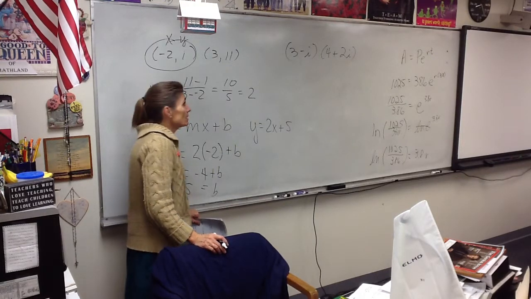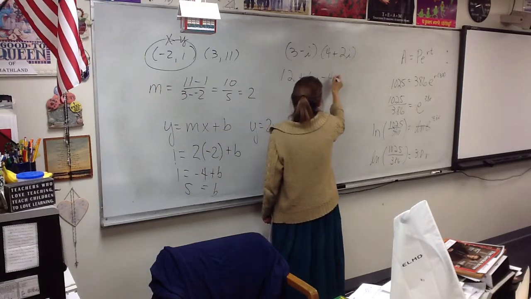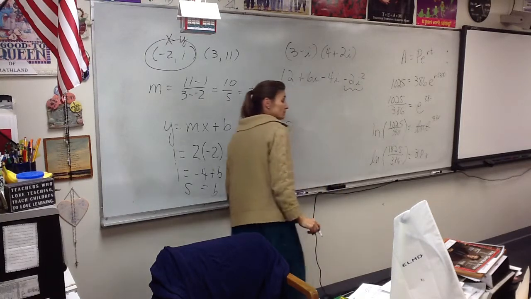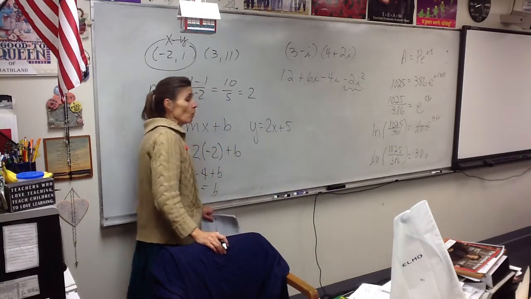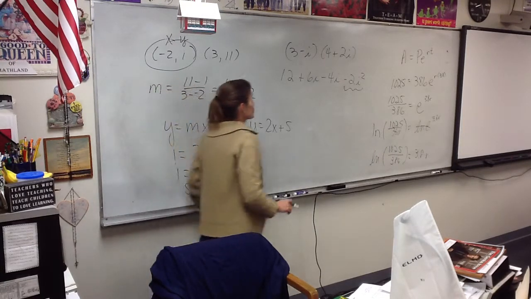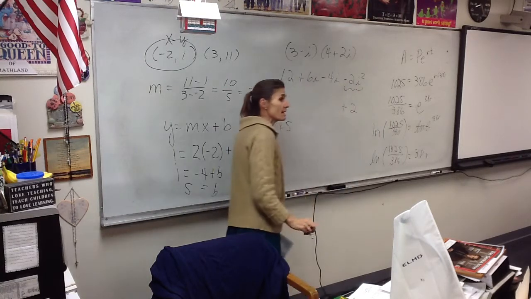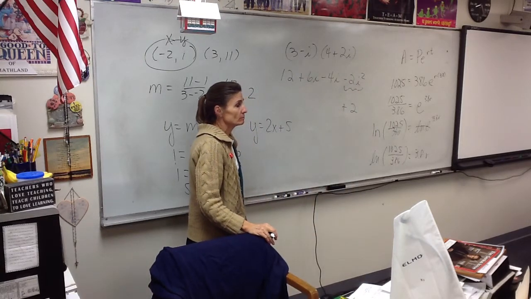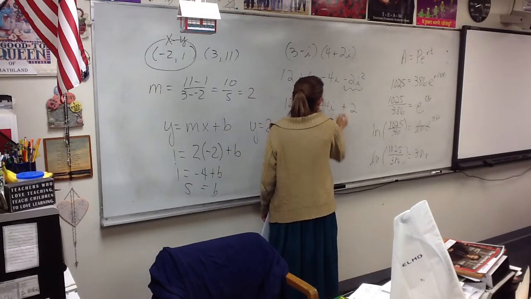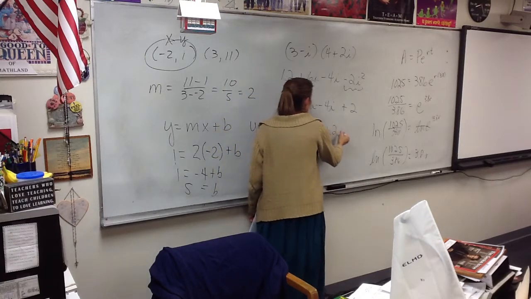FOIL it. So we end up with 12 plus 6i minus 4i minus 2i squared. Now here's the tricky part. What does i squared equal? -1. So a negative 2i squared is really just a plus 2. So we have 12 plus 6i minus 4i plus 2. Let's collect like terms. 14 plus 2i.